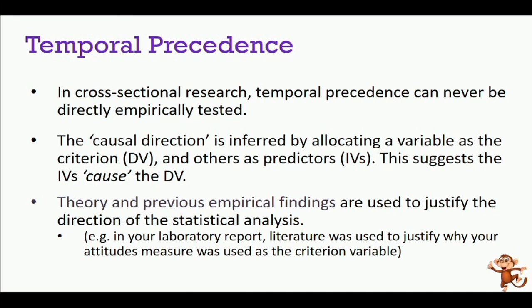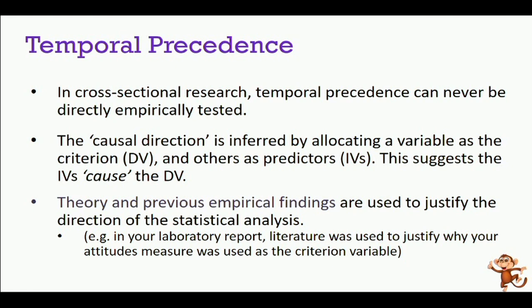So what we do is we use theory and previous empirical findings to actually justify this causal direction. So in your assignments, when you were looking at people's attitudes to emoji, what you did was you measured some predictor variables. You didn't just hypothesize there's an association and then run it. You actually came up with a justification for the hypothesis. You looked at previous literature, you cited previous studies, so past findings.